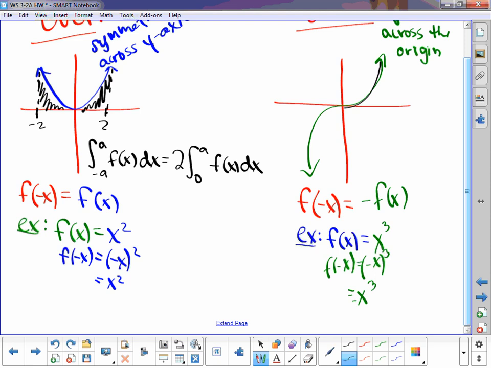Now, for our odd function, what do we notice about our area in these?